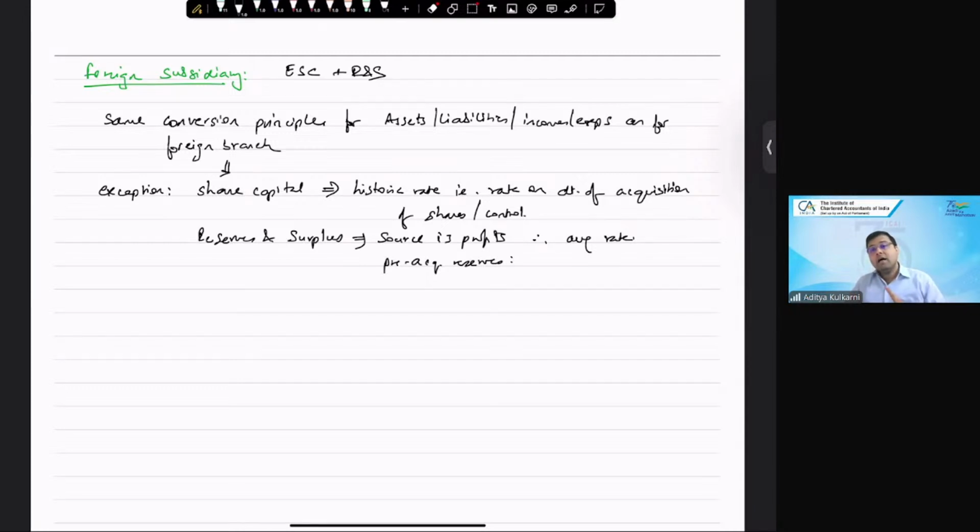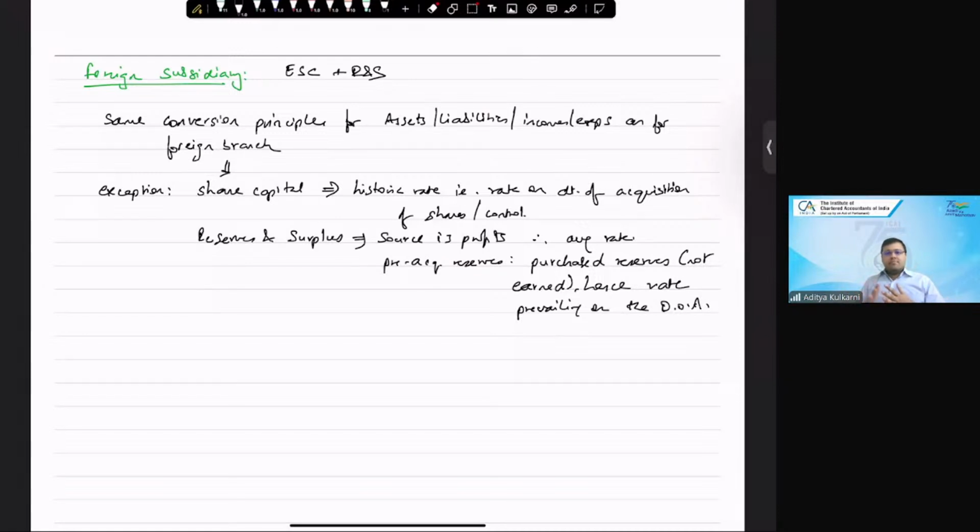Why? Because these reserves, are they earned reserves or are they purchased reserves? Purchased reserves, right? So pre-acquisition reserves are purchased reserves, not earned. Hence, the rate prevailing on the date of acquisition. Are you able to understand? Yes.